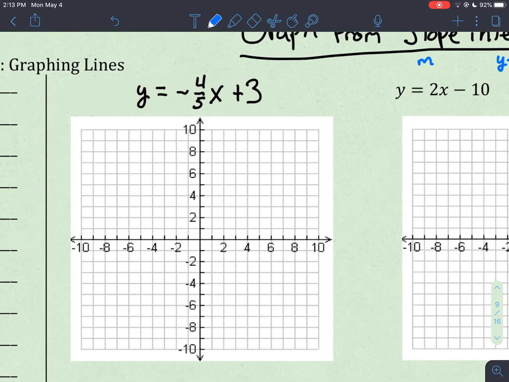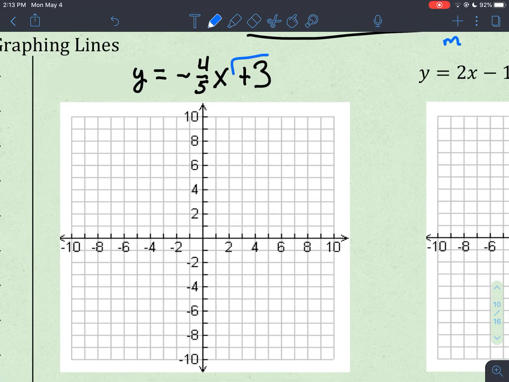So if we zoom in on this first one, we see that this is the y-intercept. So this is going to be the point 0, 3. So we're going to start at the point 0, 3. 1, 2, 3. We're going to start right there, and we're going to use our slope to navigate.